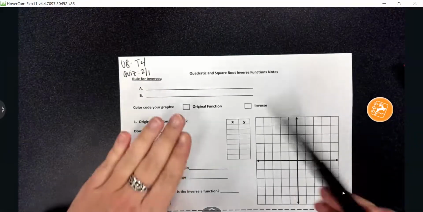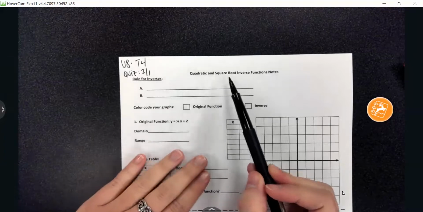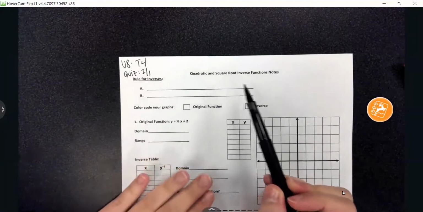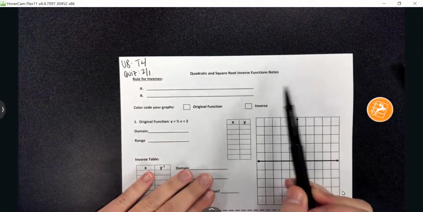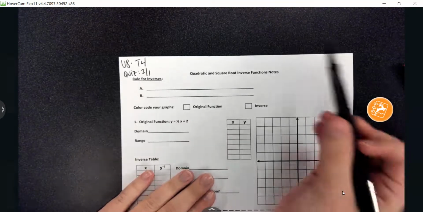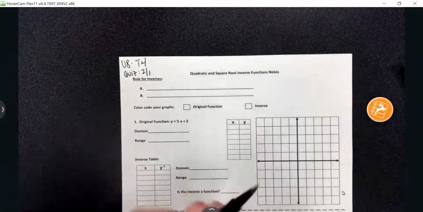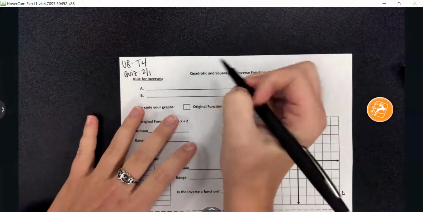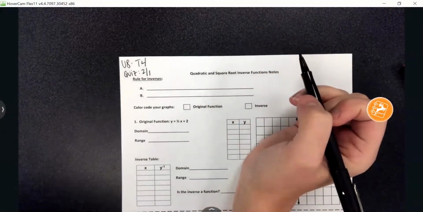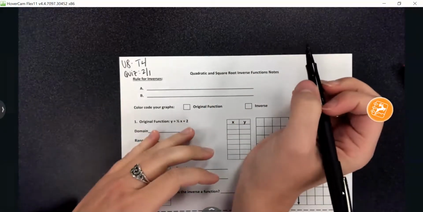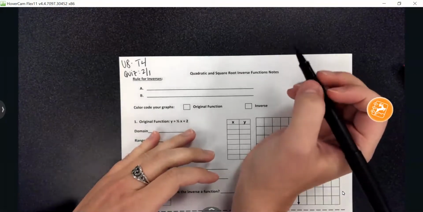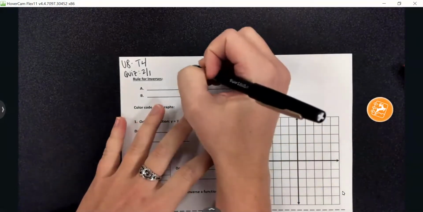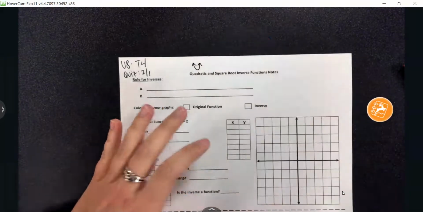So today we're going to talk about quadratic and square root inverse functions. We've talked about inverse before. First thing you have to know is what a quadratic function looks like. What shape is a quadratic function? A U, thank you. A quadratic function is shaped like a U.